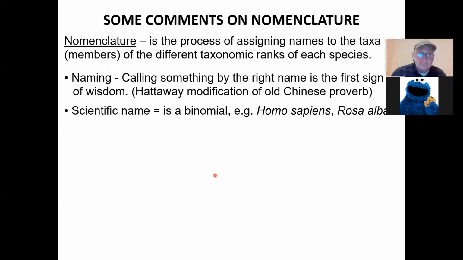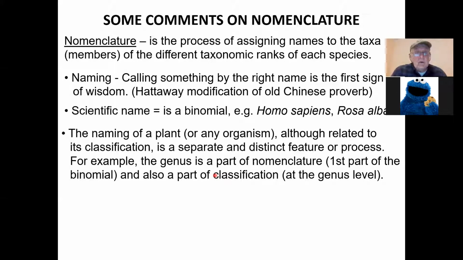Let's see. Now, naming a plant. This is a little confusing to some people, but if you think about it, when you put this name Rosa alba on something, you've not only identified it as white rose, you've actually classified it in the genus Rosa. So what this is trying to say is that when you put a name on something, which means you've had to identify it, it's also a part of the classification scheme at the genus level. Consider that, okay?